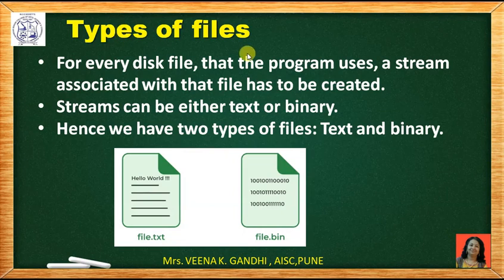Types of files. For every disk file that the program uses, a stream associated with that file has to be created. The streams can be either text or binary. That's why we have two types of files, text and binary. You can see in this figure, a text file contains only text data, and a binary file contains the binary data in the form of ones and zeros.